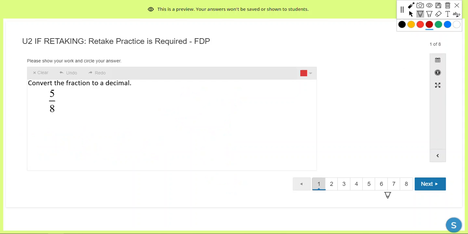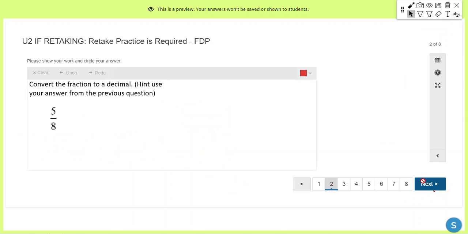For the next one, it wanted you to take that same fraction and turn it into a percent. Yours said percentage here. So I'm going to take the fraction and turn it into a percent. So the first step would be to take the fraction and turn it into a decimal, and it said use your answer from the previous question. So you got 0.625. And I need to turn that into a percent. Like I said, yours says percent. I forgot to correct mine.